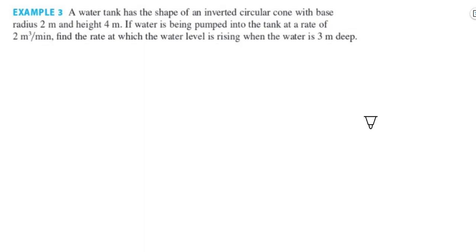I think the cone in the problem in the WebWork might be the other way around, but anyway, we've got a cone. So we've got a water tank that has the shape of an inverted circular cone, with a base radius of 2 meters and a height of 4 meters. If water is being pumped into the tank at a rate of 2 cubic meters per minute, find the rate at which the water level is rising when the water is 3 meters deep. Okay.